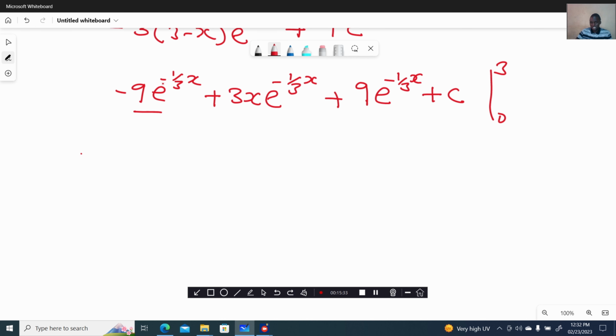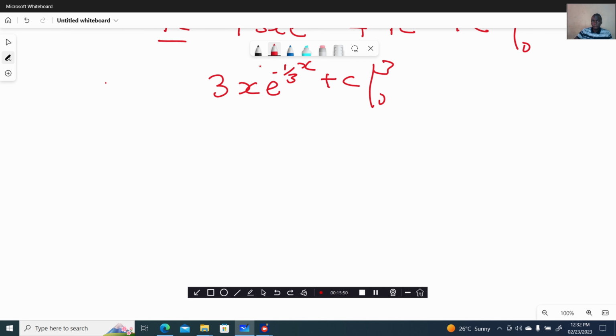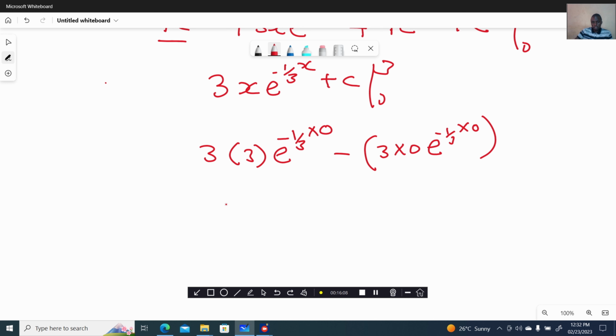If you check it carefully, you're going to have 0. So in other words, you're going to have 3x e to the power of -1 over 3x plus c for the interval 0 to 3. So let's solve it. This is going to be 3 into bracket 3, then e to the power of -1 over 3 times 0, minus into bracket 3 times 0 e to the power of -1 over 3 times 0. So this is giving us 9.